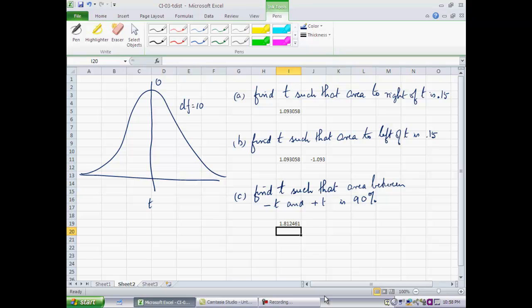So what is the answer? The answer I will say is the area between minus 1.81 and plus 1.81 is 90%. So this is how you use the T inverse function. The Tdist and the T inverse function take a little more practice and getting used to compared to the norm. So make sure you practice this function well, because this is what you will need to use.